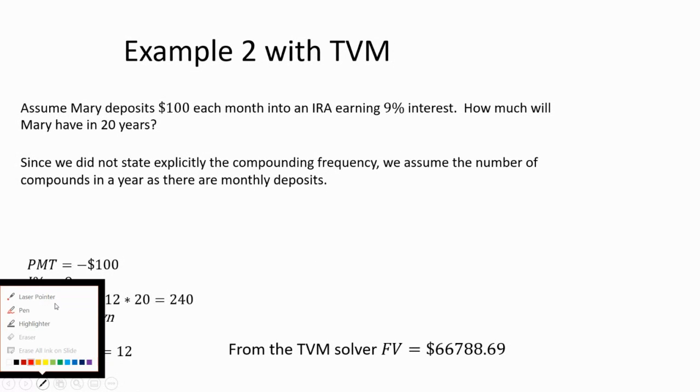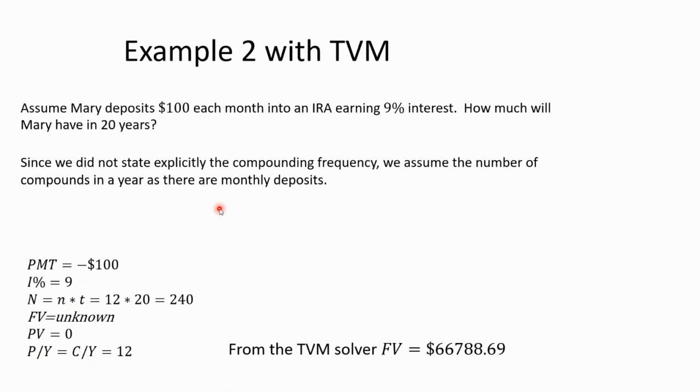So here's an example. This is actually the one from before. We're going to solve it using the TVM solver. So again, let's suppose Mary is depositing $100 each month into an IRA account, and the account is earning 9% interest. We want to know how much she's going to have in 20 years. Again, we did not state explicitly the compounding frequency. We're assuming that the account is being compounded as often as she's making deposits. So the account is being compounded monthly because she's making monthly deposits.